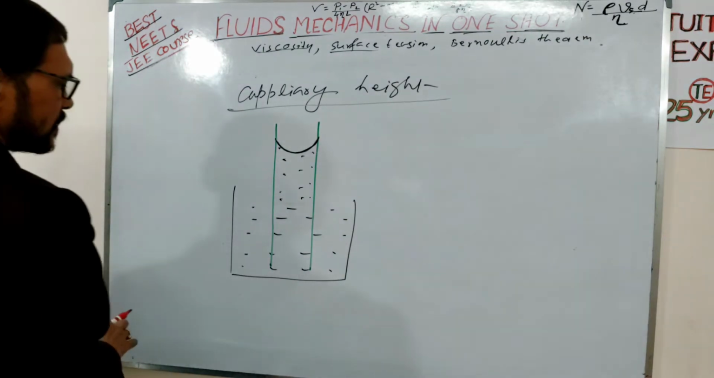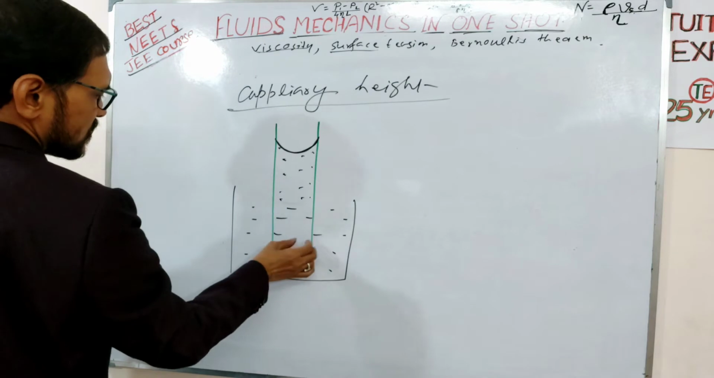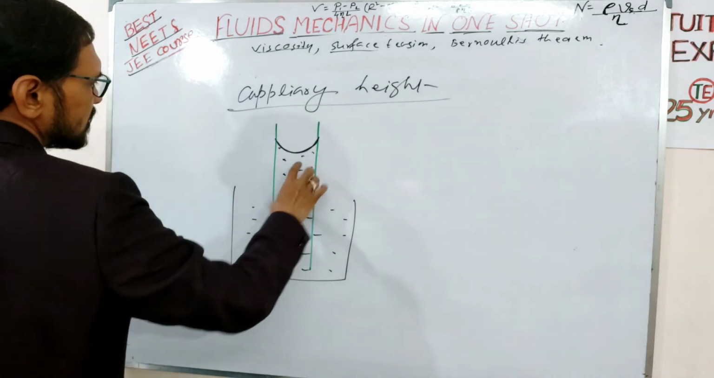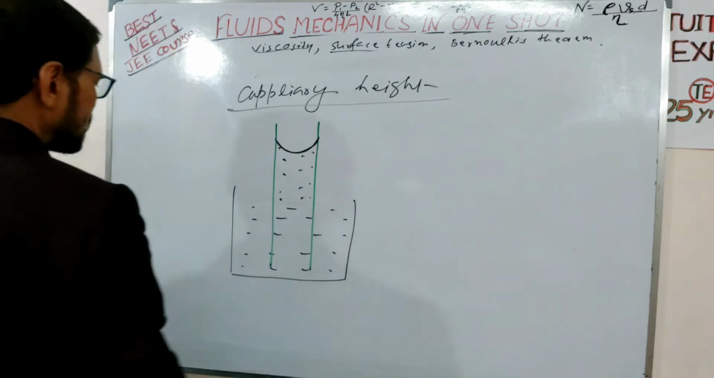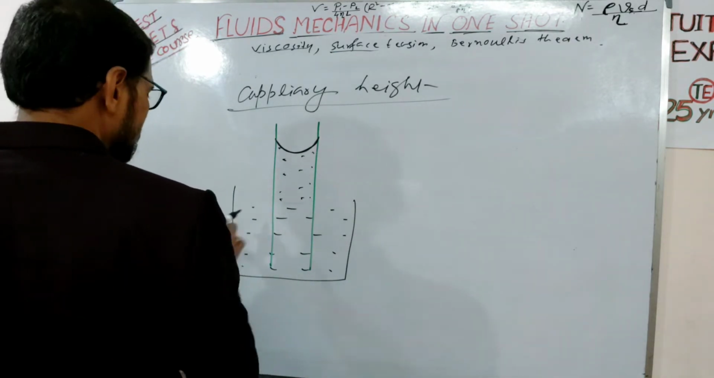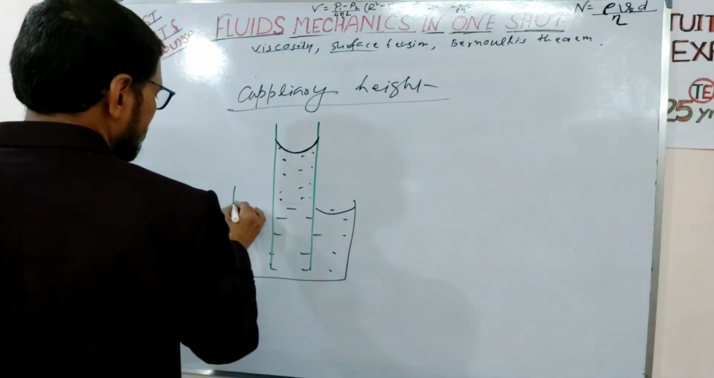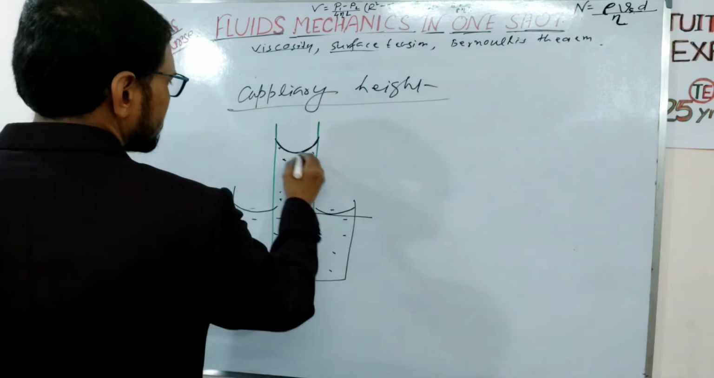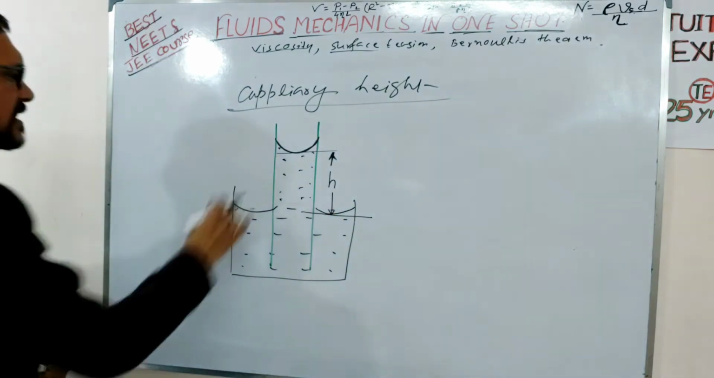When a small tube is immersed in a liquid, some liquid rises within the small tube. This rise is called the capillary height. The angle of contact is this way, this way. Here h is called the capillary height.